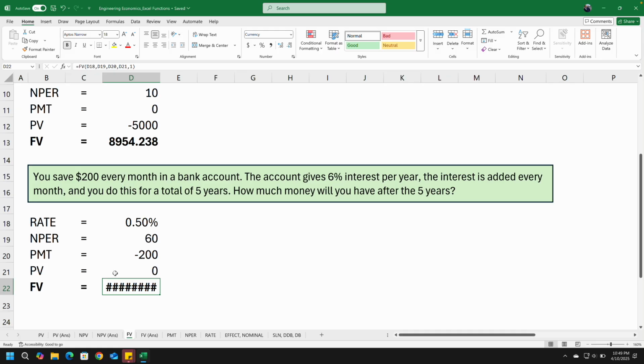So press enter and change this into a general formula, and you get that after 5 years you will accumulate $14,023.